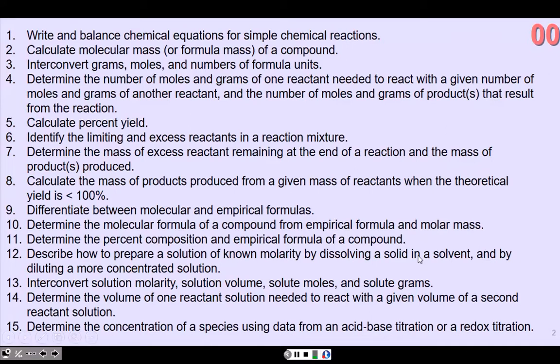Okay, time for some more discussion about topics from Chapter 6. What we need to work on next is understanding molecular and empirical formulas, which is objective number 9 on this list. Determining the molecular formula of a compound from an empirical formula and a molar mass, and percent compositions and empirical formulas. These are all interrelated, and they're from section 6 of the chapter.